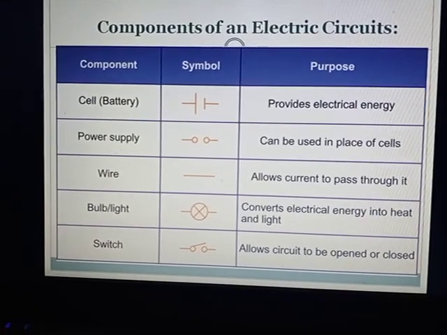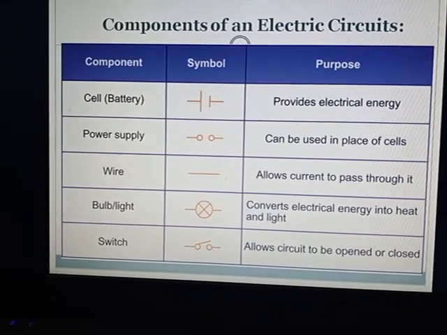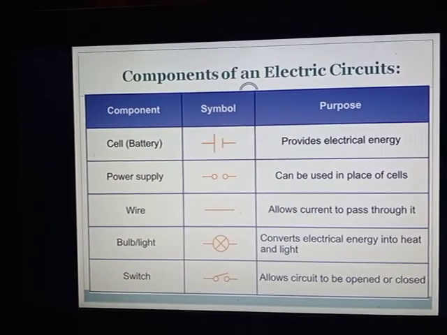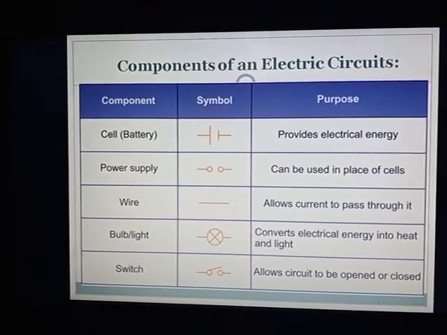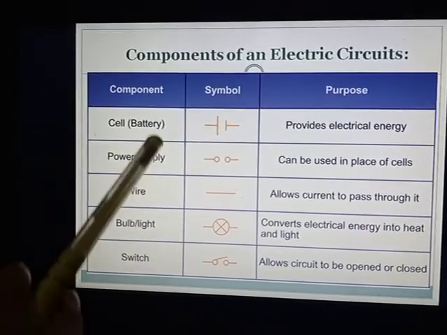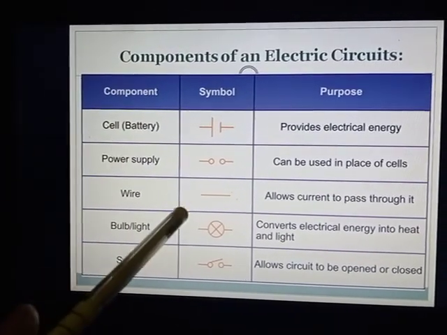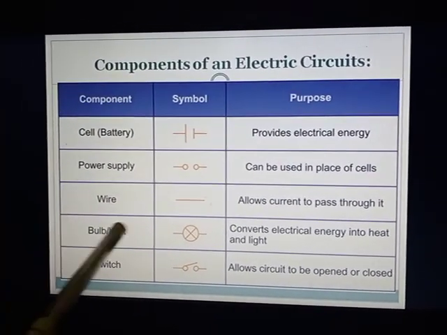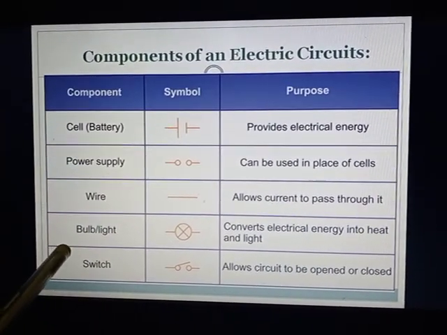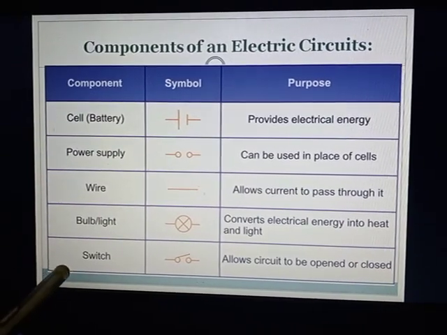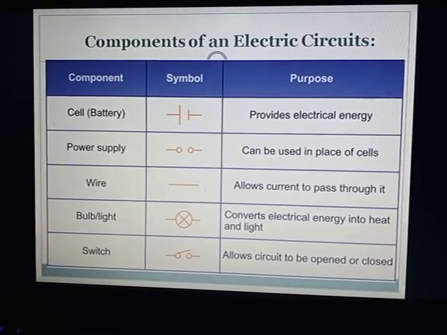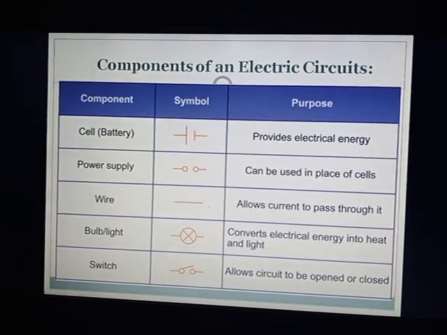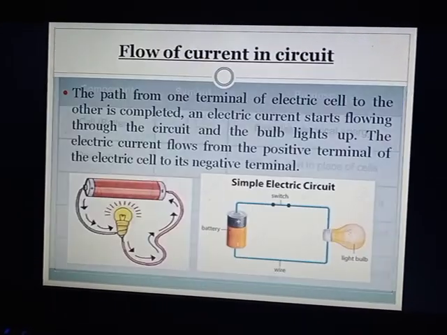So to draw the circuit diagram, we use the symbols of different electrical components. Like these are the symbols. This is the symbol of a cell, one big line and one small line. Then this is a power supply. This is a symbol of wire, and this is a symbol of a bulb, and this is a symbol of a switch. So these are the symbols we can use to draw the circuit diagram of an electric circuit.